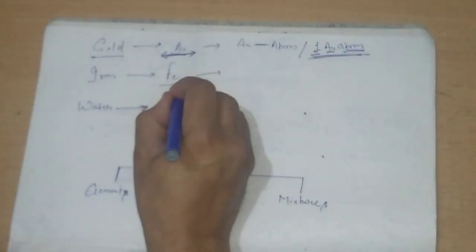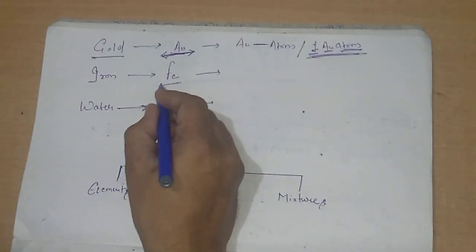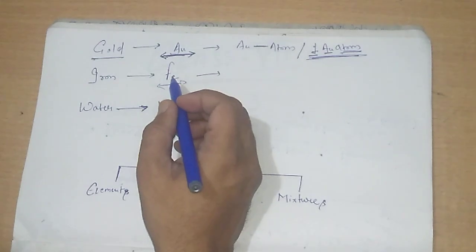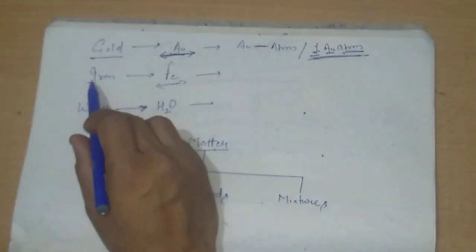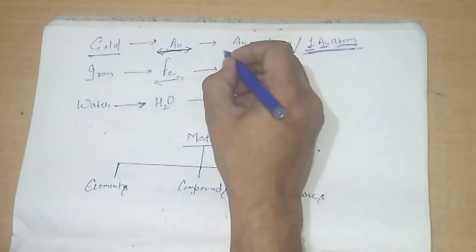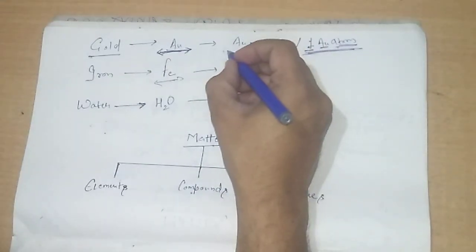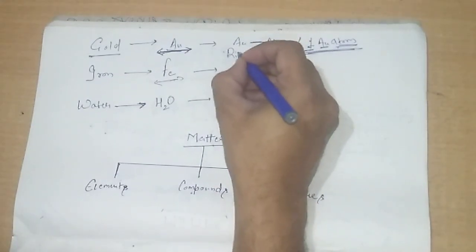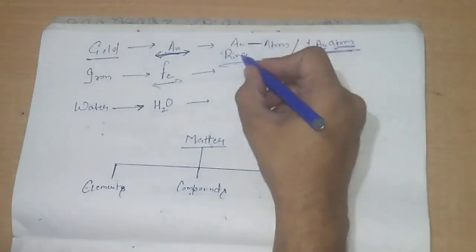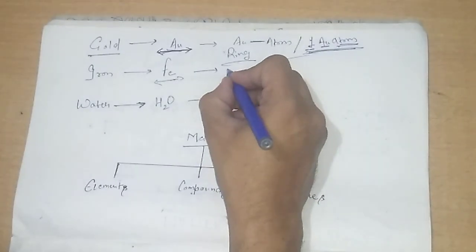Let's talk about iron. Let us talk about a nail which is made up of iron. The chemical symbol of iron is Fe, clear? Fe is the symbol used to represent iron. So suppose an iron nail, and here we were talking about an ornament, let's say a gold ring. The smallest entity in a gold ring is one gold atom, and similarly the iron nail.